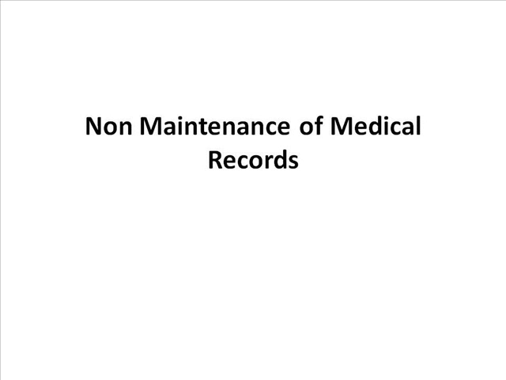Next comes non-maintenance of medical records. Clause 7.2 deals with non-maintenance of medical records. It states, if a doctor does not maintain the medical records of his or her indoor patients for a period of 3 years and refuses to provide the same within 72 hours when the patient or his or her authorized representative makes a request for it, it is a misconduct on the part of the doctor.